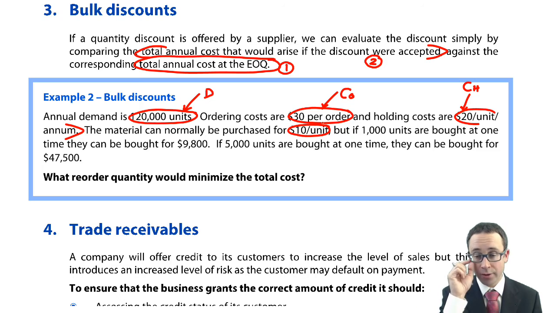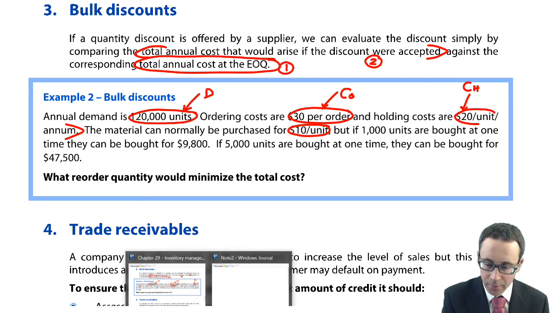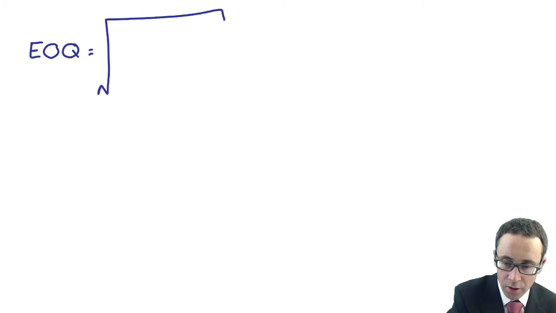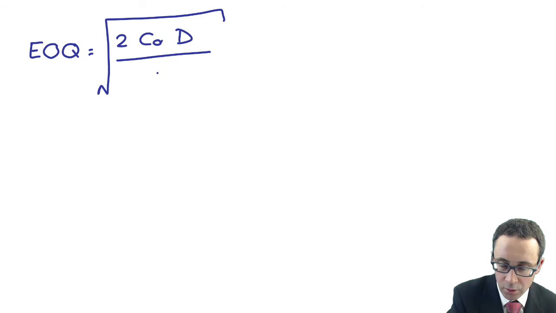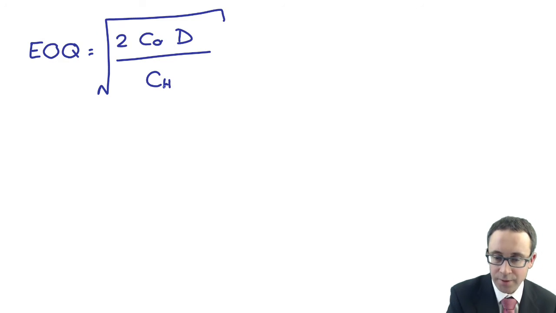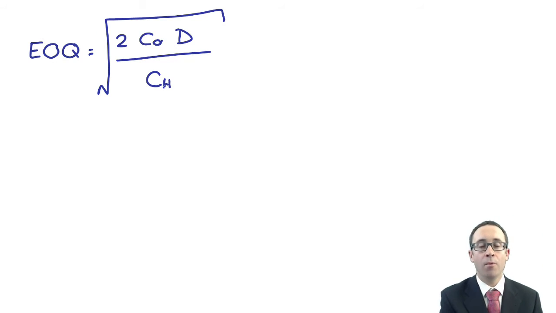So what I'd like you to do, remember, is work out our economic order quantity. Our economic order quantity, remember, is the square root of 2CoD over Ch. I would like you to work out that figure. Stop the video, restart it when you're done, and then see if you've got the correct answer.